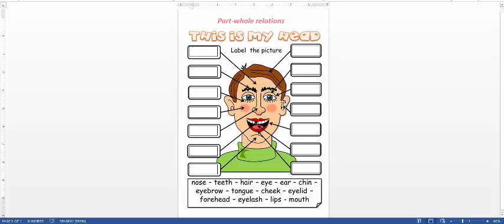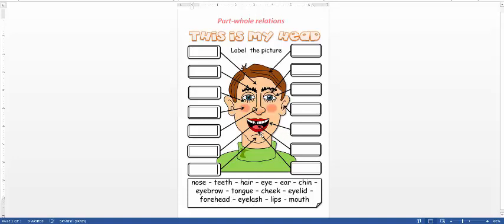A person has ears, eyes, a nose, and a mouth. But these are not the only parts. There are many other parts as well. There are altogether 14 parts highlighted in this picture alone, right? There is a nose, there are some teeth, there is hair, eye, ear, chin, eyebrow, tongue, cheek, eyelid, forehead, eyelash, and lips and mouth. So all these parts are there.